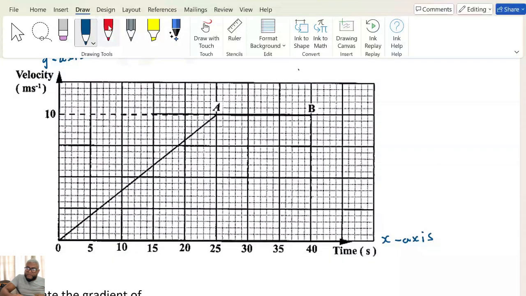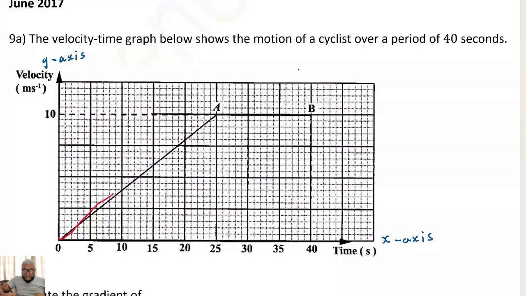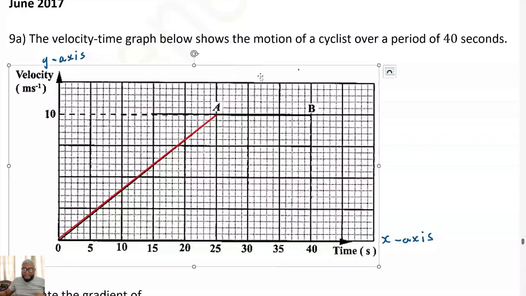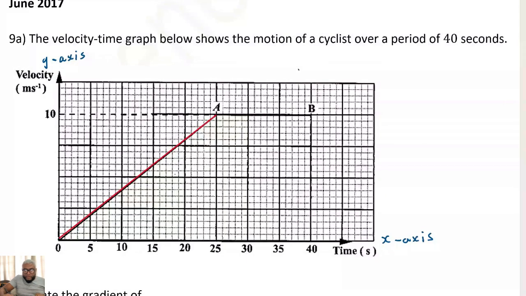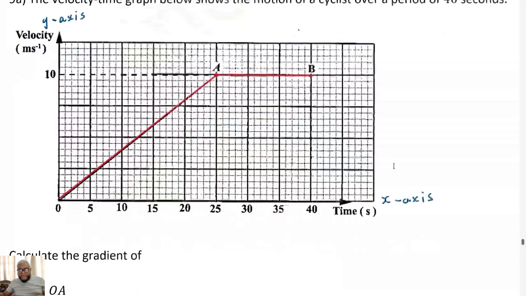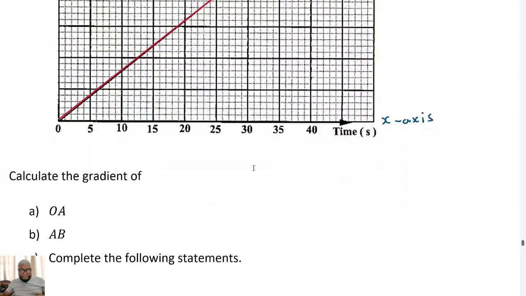So let's put the graph in red, just in case anybody's not seen it. Your graph will be from here to here, which is our what? It is an acceleration. Very good. And then it goes from here, I put in a little dot, to B. Which is what? Constant speed, right? So let me see what CXC is asking us for. 40 seconds is the journey.